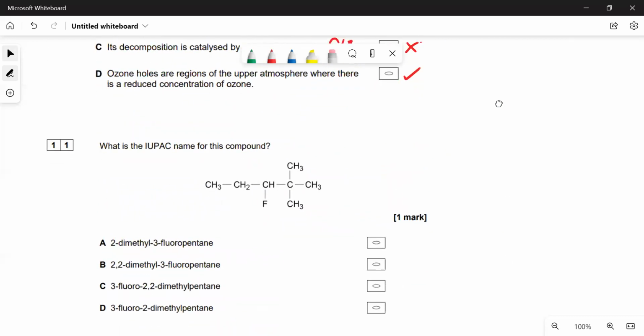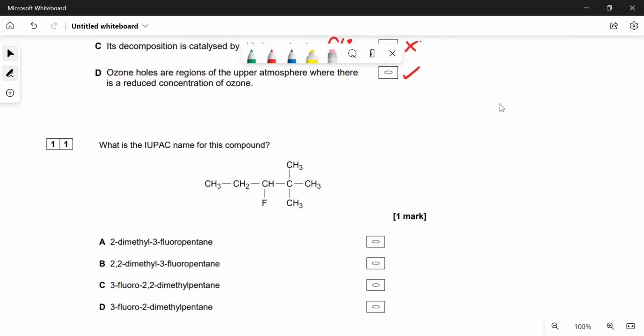Okay, now 11, the IUPAC name for this compound. Right, number the carbons 1, 2, 3, 4, 5. So it's pentane. That doesn't really tell us much because they're all pentane in those answers, aren't they? Right, so it's 2,2-dimethyl, isn't it? And it's 3-fluoro. The question is, which one of these two comes first? I think it's the fluoro because that's alphabetical. F is before M in the alphabet.